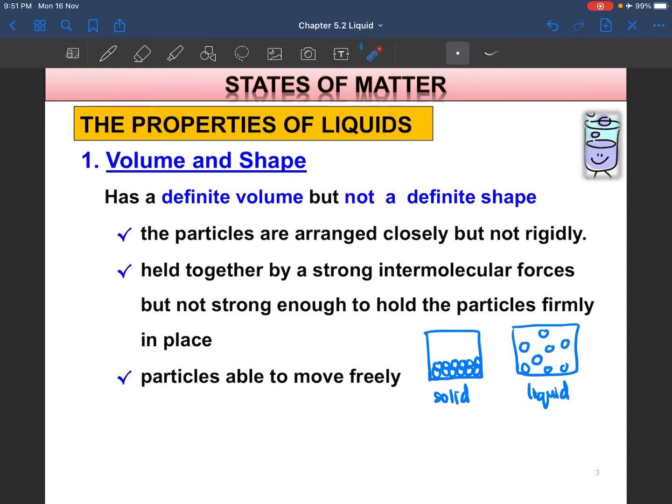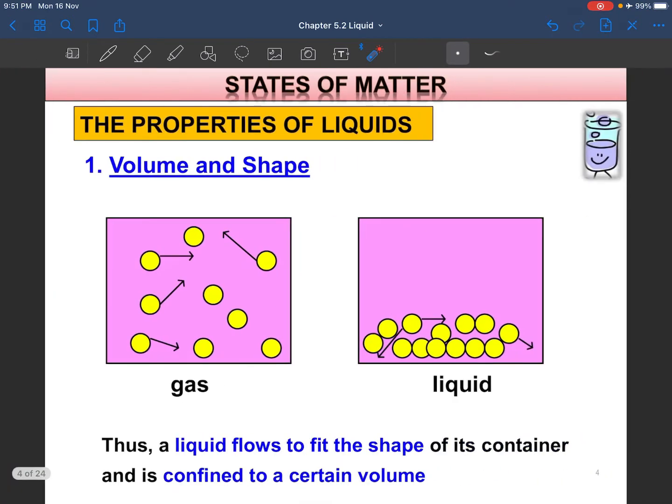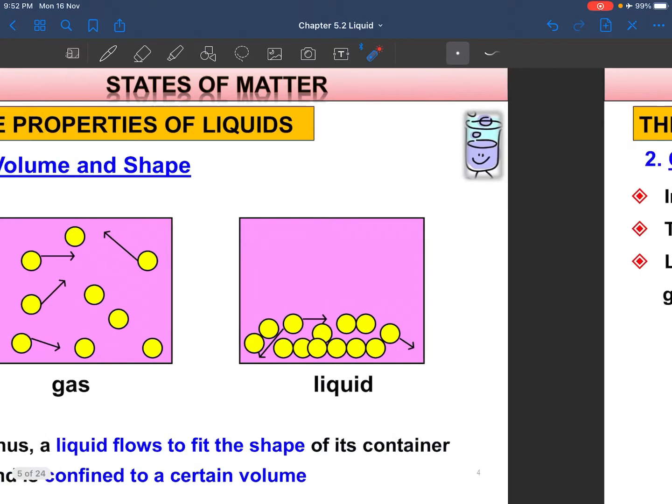Alright, so kita tengok lagi. Next, volume and shape lagi. So ini drawing yang lebih kurang macam saya draw. This is gas and liquid. So as you can see, the particles dalam gas is far apart compared to liquid. Thus a liquid flows to fit the shape of its container and is confined to a certain volume. Ni yang saya cakap tadi lah, liquid dia tak ada shape yang spesifik, so dia depend kepada container.